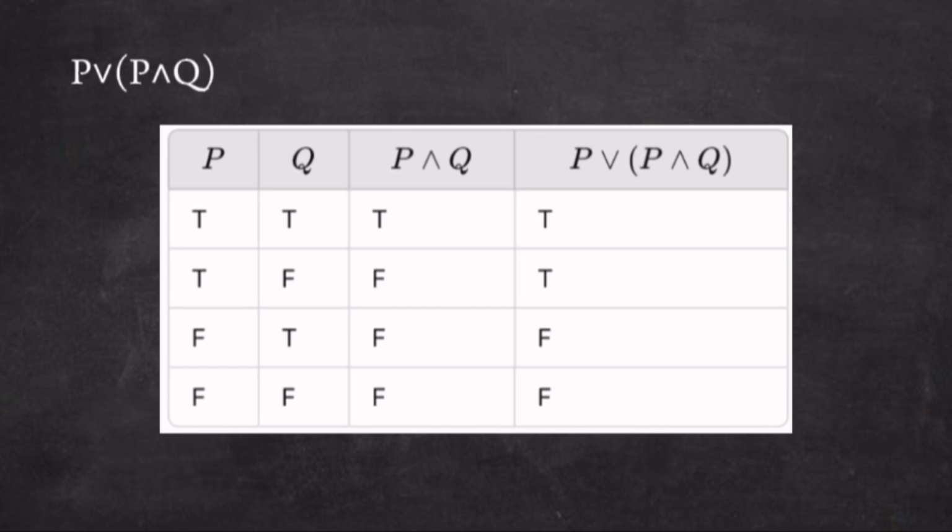The fourth row states that you don't go for a walk and the weather is not nice. In this case, both P and Q are false. So, the disjunction is false. Conclusion. This is a tautology because the statement P or P and Q is always true when P is true.